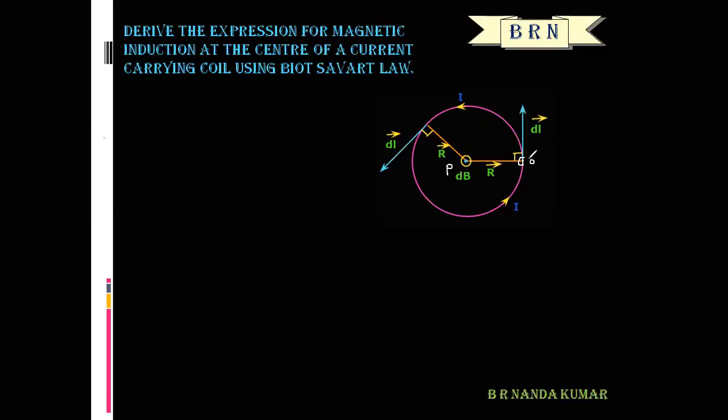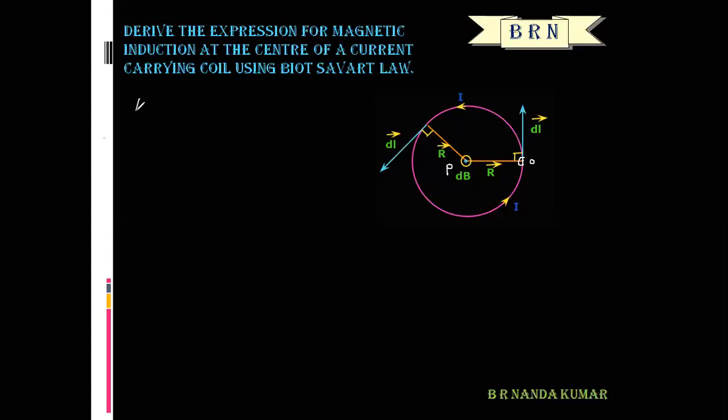Again, this is the current element. Consider a circular loop of radius capital R. We want the magnetic field at point P, that means at the center, due to the current in the small element dl. That can be determined by using Biot-Savart's law.